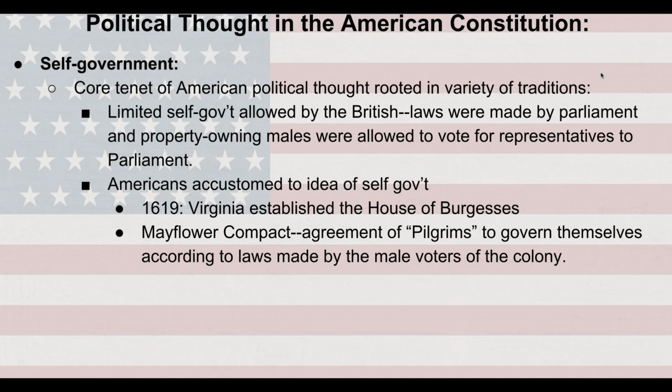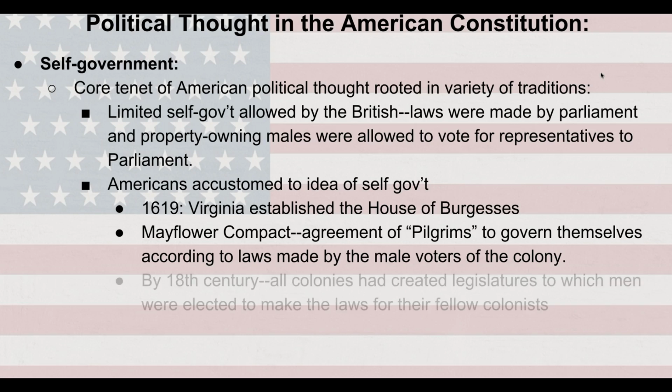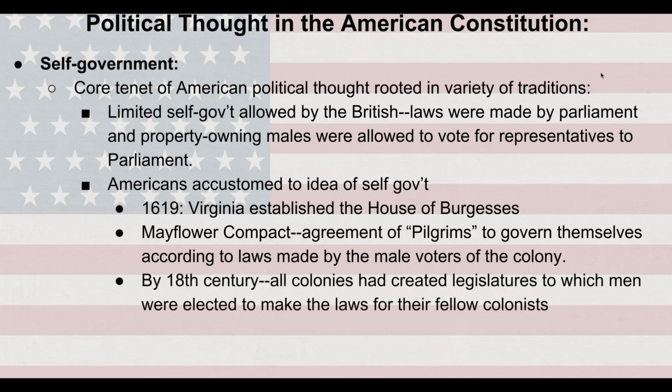So they are essentially creating their own type of legislative body made up of the male citizens or the male voters within the colony, and they agree to be governed by these things. And so by the 18th century, all colonies had created legislatures to which men were elected to make the laws for their fellow colonists. So every colony had created some sort of a legislature. And so men are going to be elected, they will make laws, and so they have this degree of self-government.